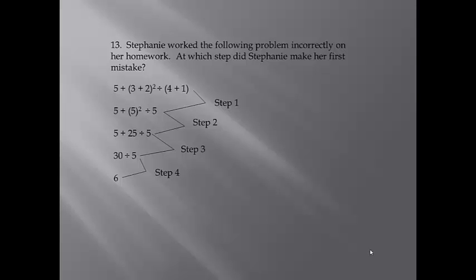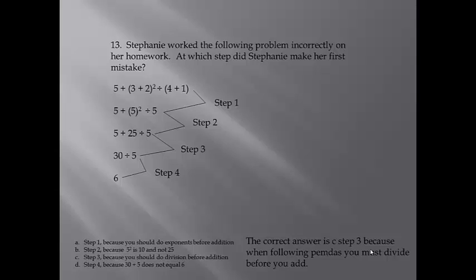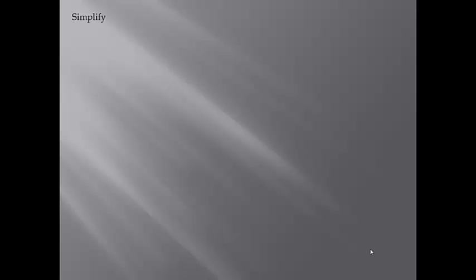Your answer choices are step 1, because you should do exponents before addition. Step 2, because 5 squared is 10, not 25. Step 3, because you should do division before addition. And step 4, because 30 divided by 5 is not 6. The correct answer is C, step 3, because when following PEMDAS, you must divide before you add.